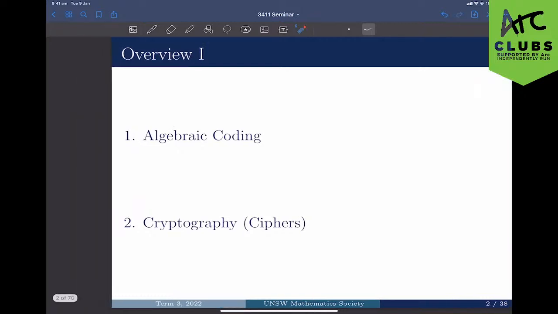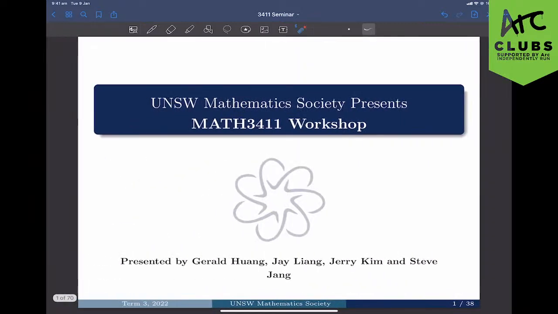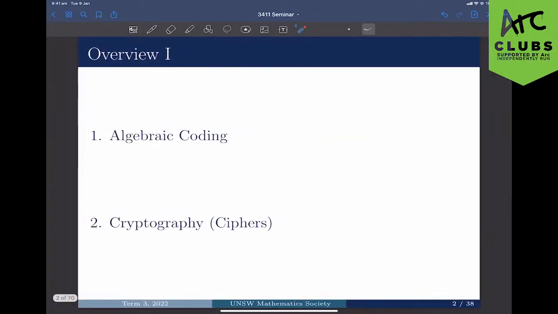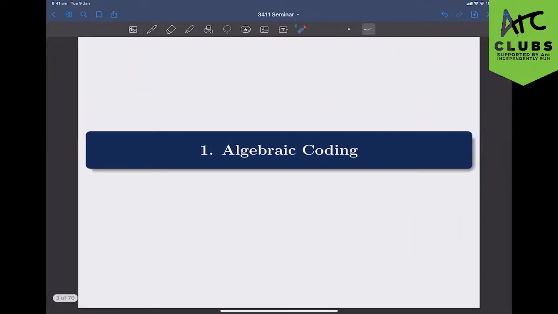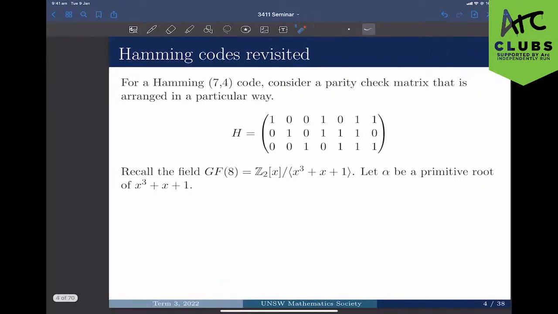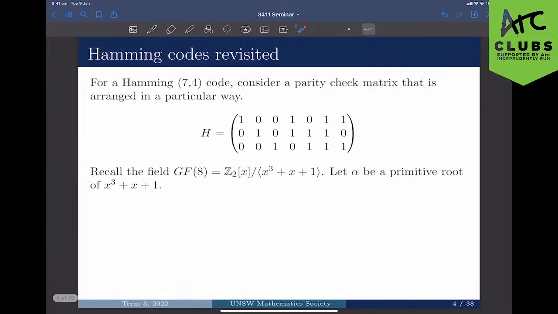Okay, cool. Hi, I'm Jerry, and I'm going to be doing chapter 6 and 7, so algebraic coding and cryptography. So we start with chapter 6, algebraic coding. And first, we're going to revisit Hamming codes that we looked at in chapter 2.